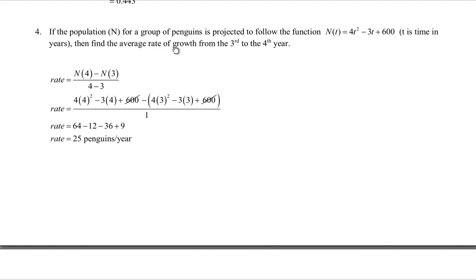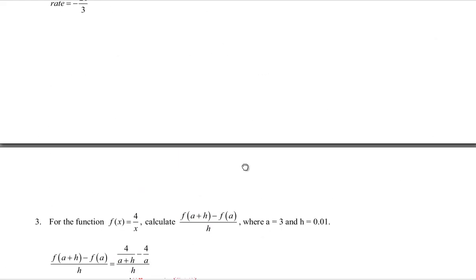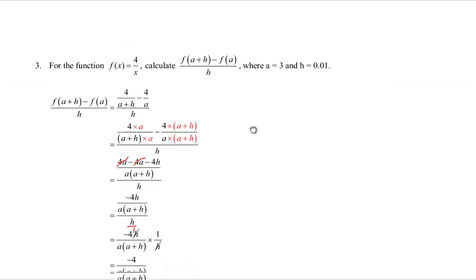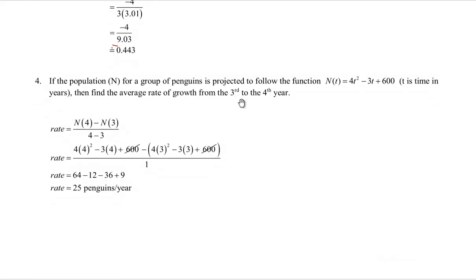So this is actually a lot like this question right here. We're finding an average rate of change between, well, the 3rd and 4th year in this case. So we find the difference between the population, which is really the rise: we find the population at 4 years, the population at 3 years, and subtract them. And then over the amount of time, from the 4th year to the 3rd year, 4 minus 3 would be the amount of time, which of course is 1 year.